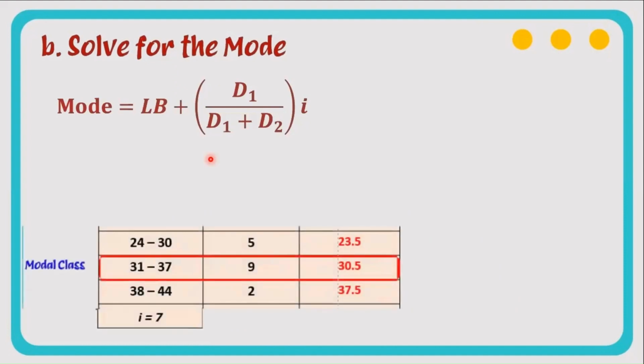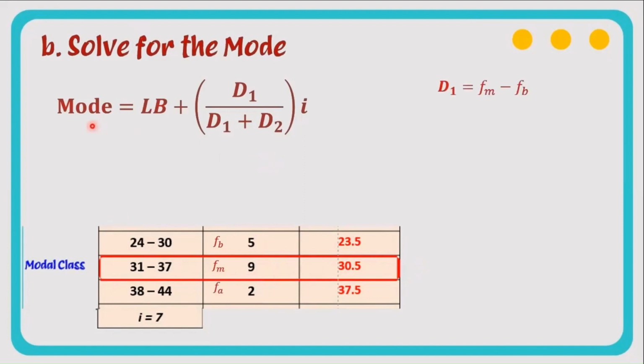So this is the formula, and then we need to take the needed data from the first step of our mode solution. Now, F b, or frequency before, is 5, and the frequency of our modal class, so here is our modal class, so that is the frequency of the modal class. And the frequency after the modal class is 2.